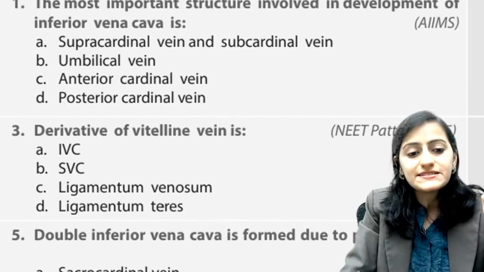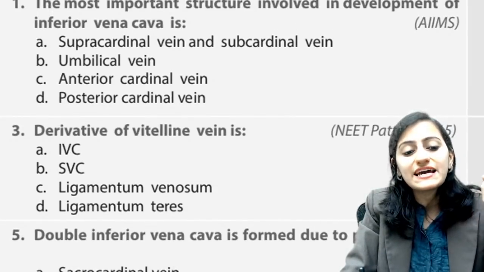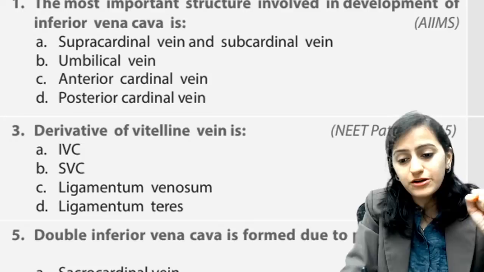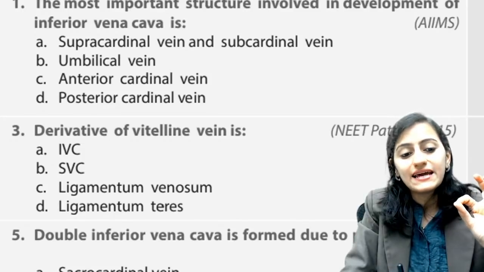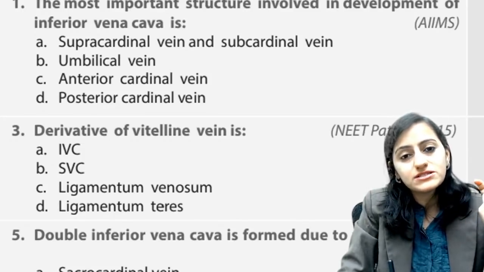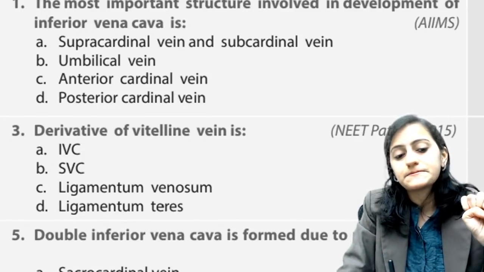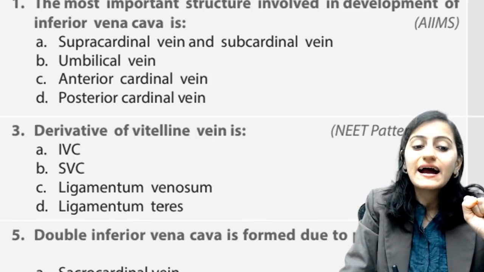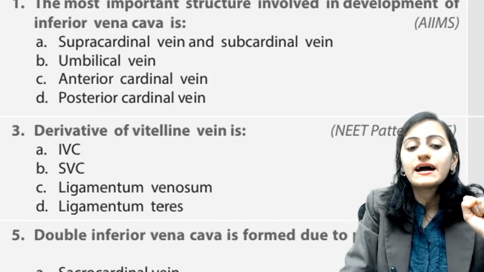Okay. Next one. Derivative of vitelline vein is which of the following? Again, look at the options. IVC, SVC, ligamentum venosum or ligamentum teres. Right? It is the IVC. Okay, it is the IVC.